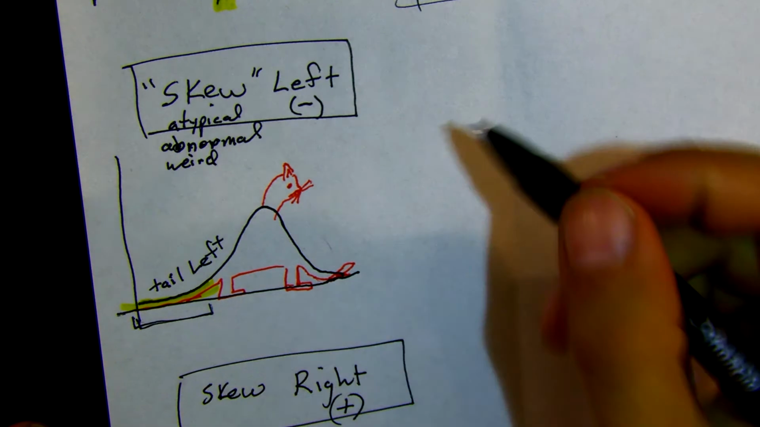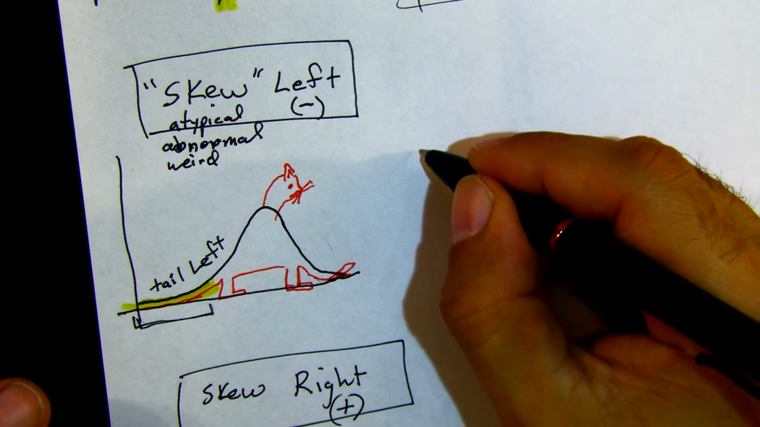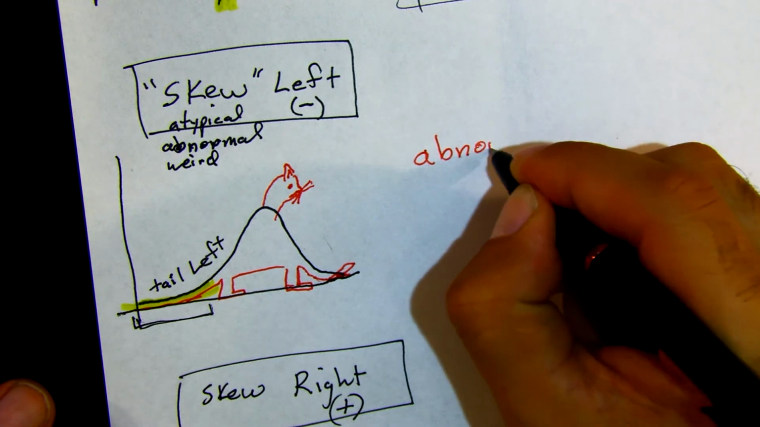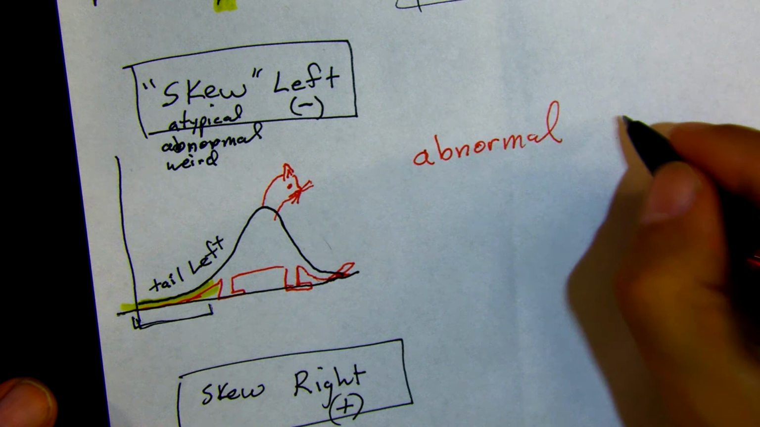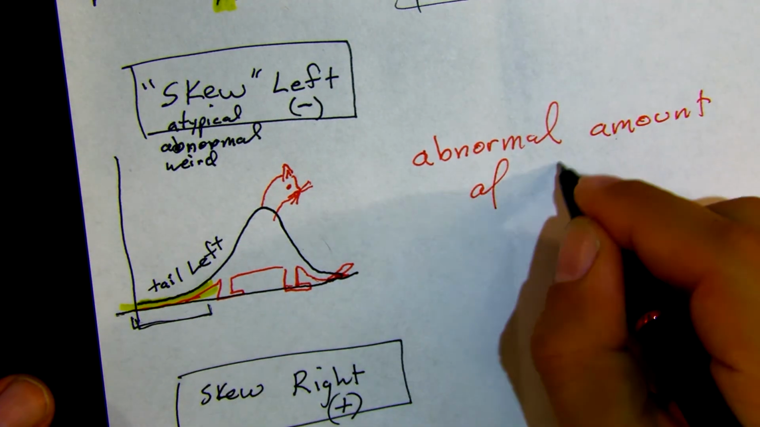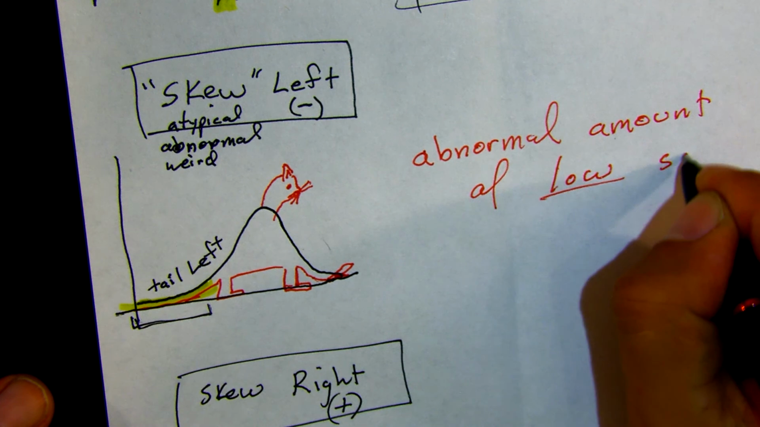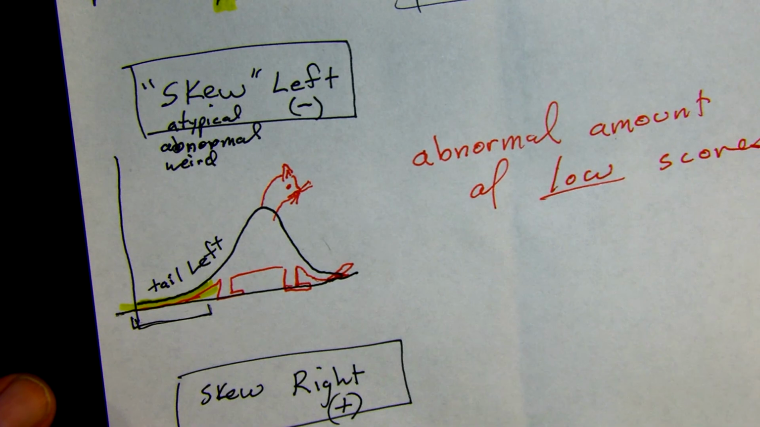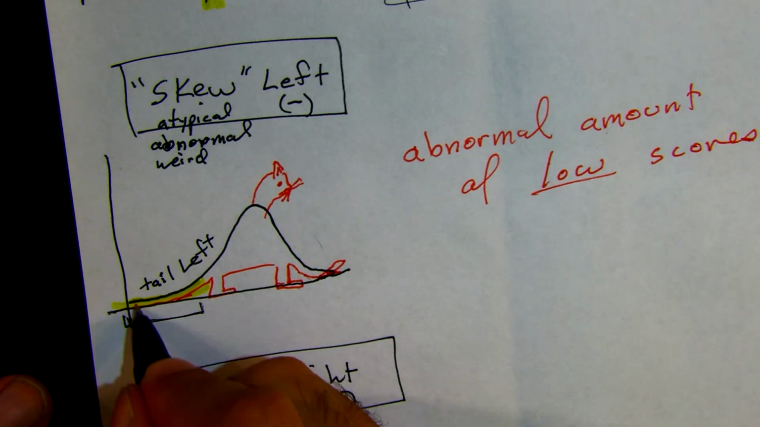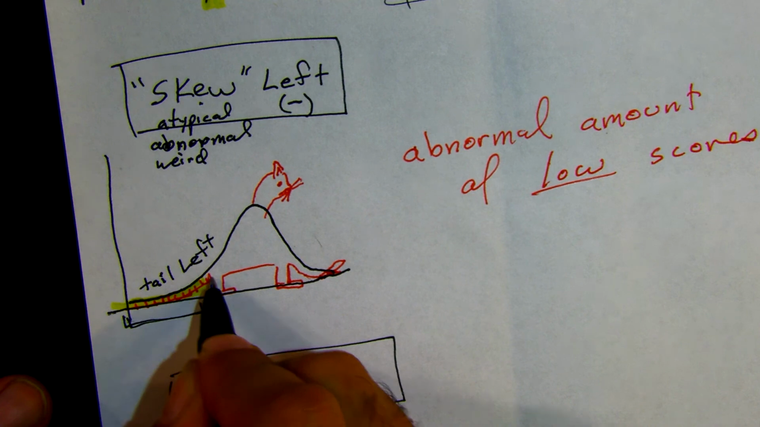Okay, so skewed left, when we have what you can call an abnormal amount of low scores. Okay. It's skewed left because the tail goes left, because there's more people that were over here.